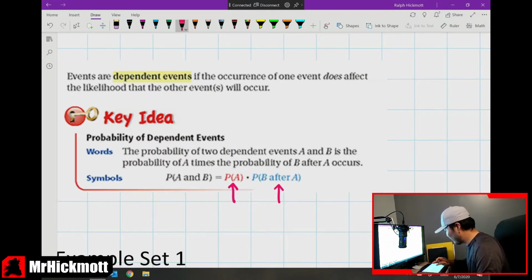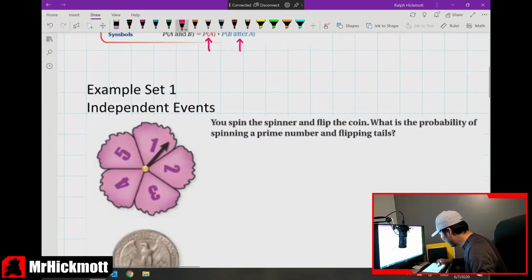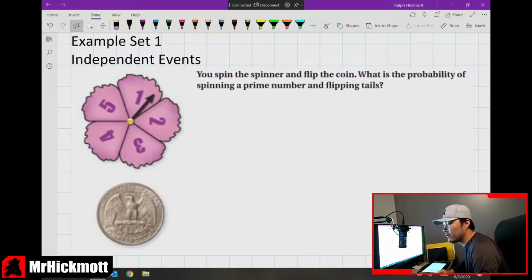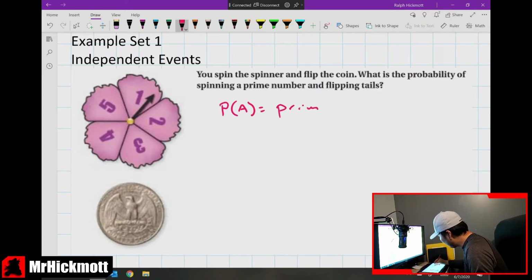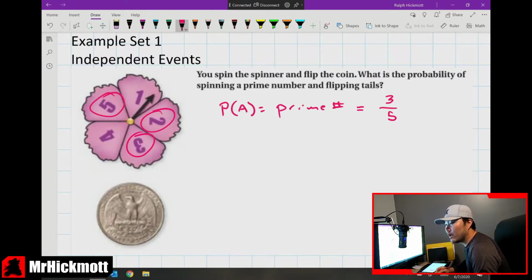So let's try a couple of these. It's a lot easier to see when we actually look at some examples. Independent events are the most straightforward, so I'm going to fly through these real quick. It says, you spin the spinner and flip the coin. What is the probability of spinning a prime number and flipping tails? So P(A), I'm going to define my events to make it more formal, is going to be prime number. If I look here, there are 1, 2, 3, 4, 5. Prime is going to be 2, 3, and 5. So the probability of A occurring for a prime number is going to be 3 out of 5, because it's only divisible by 1 and itself.